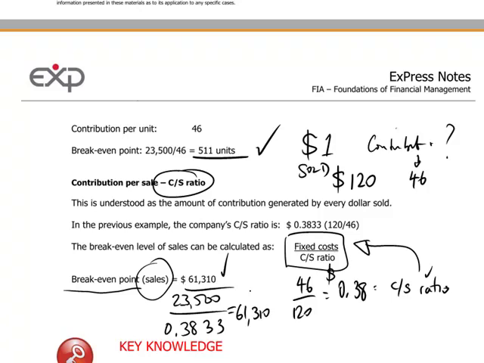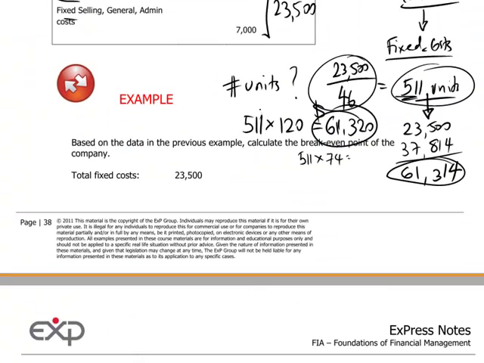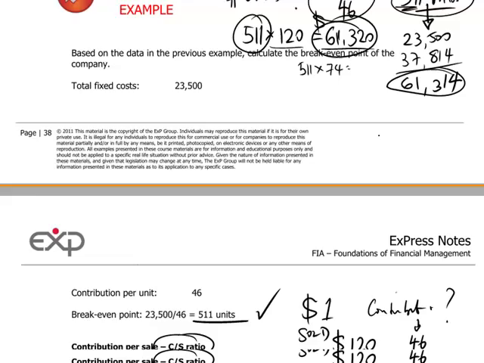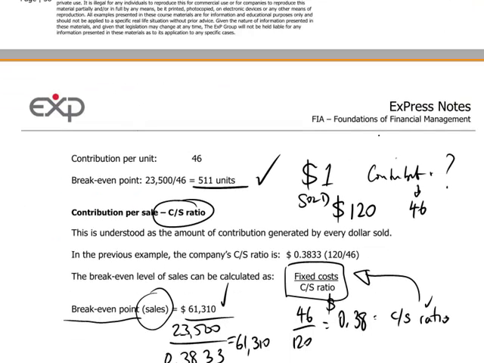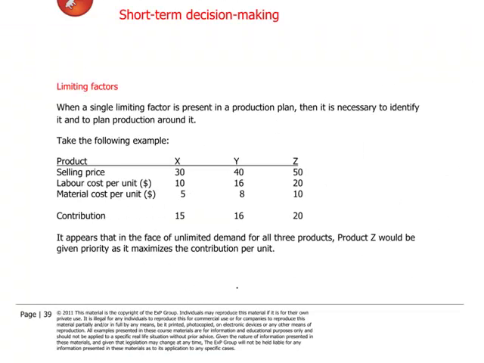Does that number look familiar? If we go back up here to the calculation we made before, the 511 units, that was the number of units at the break-even level, times 120, which is the selling price per unit, is 61,320. Again, allowing for a rounding difference, we've effectively determined the break-even revenue level for the company.